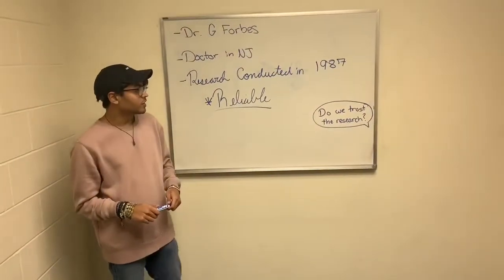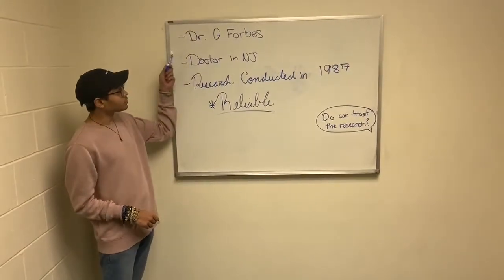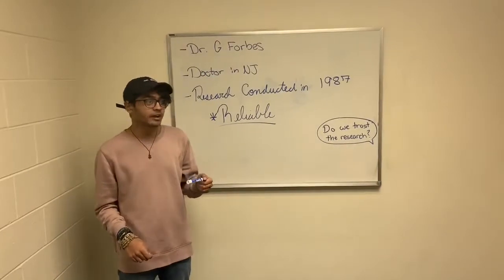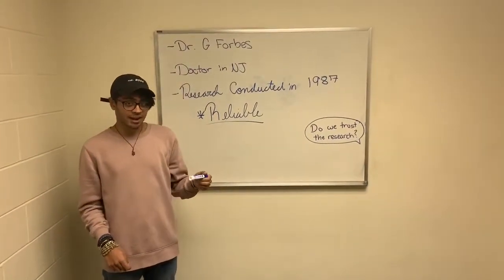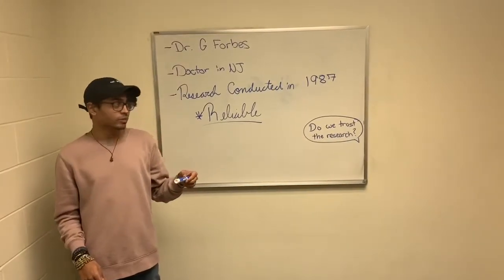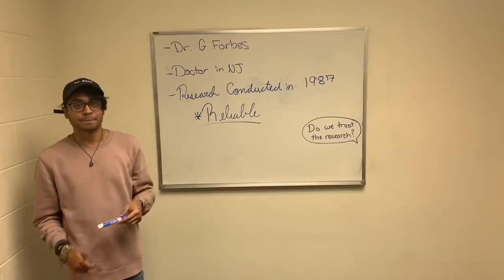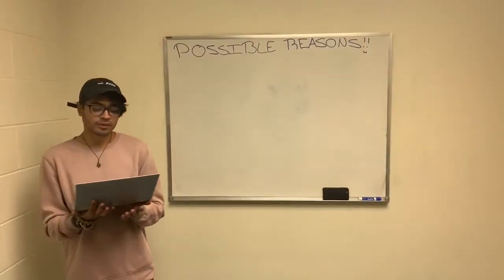Next, we ask ourselves, do we trust the research that was given to us? Based on the fact that it was given to us by Dr. G. Forbes, who is a doctor in New Jersey, and the research was conducted in relative times, taking place in 1987, using modern technology that's able to calculate very accurate results, we can conclude that the information given to us is very, very reliable.